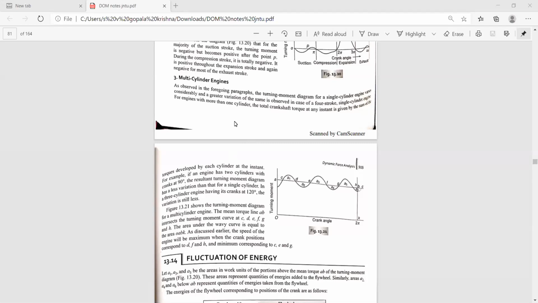Okay. So now, the last one, that is the multi-cylinder engine. So when we are taking the multi-cylinder engines, that means 2 or 3 or 4. So how many number of cylinders are there? So when we are having the multi-cylinder engines, again we are also lacking with our sound. Yes, sir. Okay, is it audible clearly?